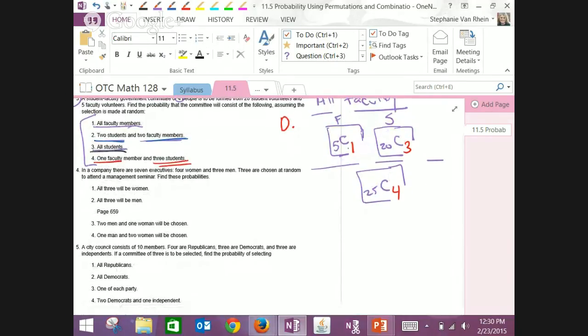5 is going to be the same setup, except you have Democrats, Republicans, and Independents. Your bottom number should always stay the same within the problem. Of course, it's going to change from problem to problem.